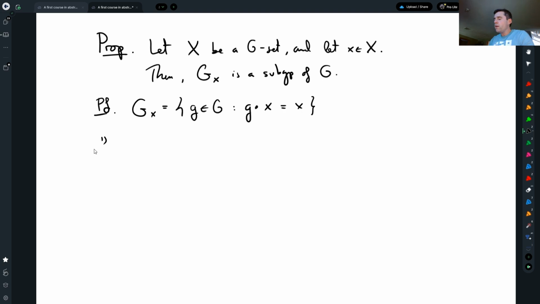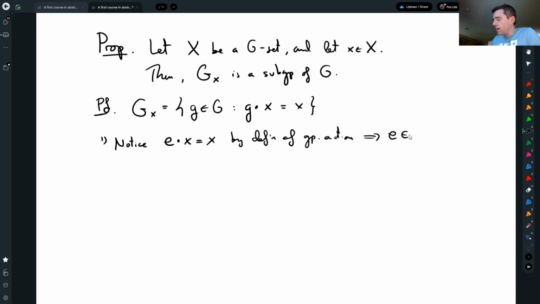So let's prove that the identity is in the stabilizer. Notice that e acting on x is x because this is a group action, by the definition of group action, and therefore e is in the stabilizer. e stabilizes x, so it's in the stabilizer of x. Great, so we have the identity.